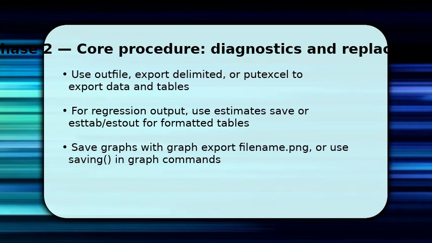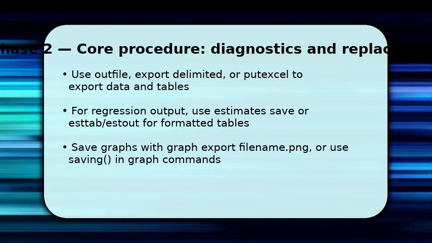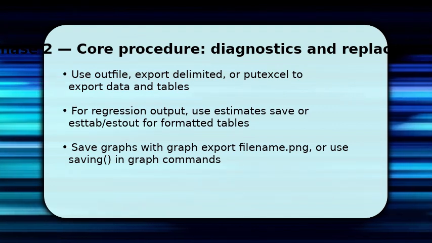For regression models, use estimate save to preserve model objects or run estab to produce publication-ready tables. Make sure to specify replace if overriding. Finally, export graphs with graph export as PNG.